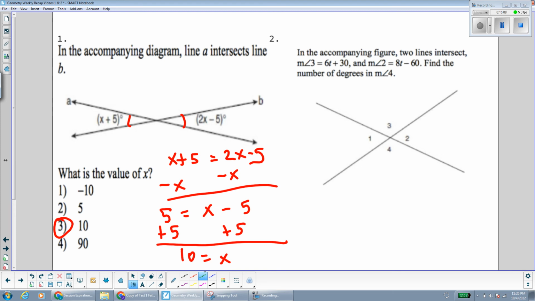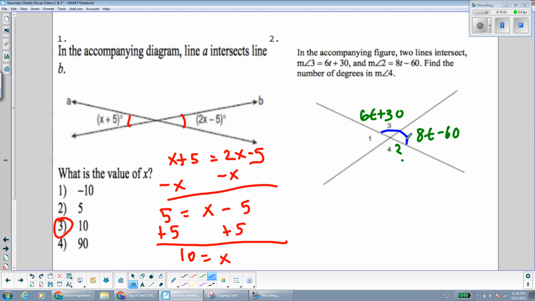The next one's a little bit trickier. We're told that angle 3 is 6t plus 30, and that angle 2 is 8t minus 60. We need to find the degree measure of angle 4. Angle 3 and angle 2 are not vertical angles. They're not non-adjacent. They're actually adjacent. They're right next to each other. And you might notice that they're supplementary. So together they form a linear pair.